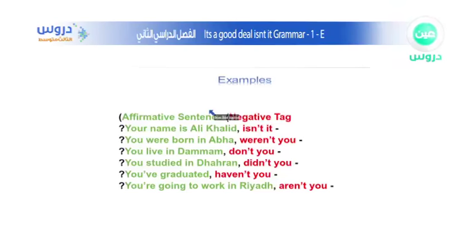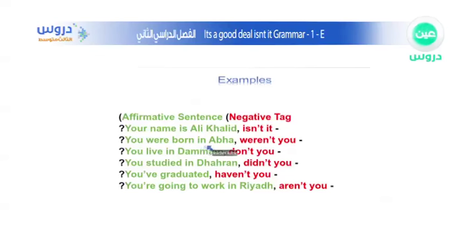Mirhan, today we are discussing the tag questions. This is a grammar lesson. Here are some examples for tag questioning. Affirmative sentence, negative tag. When we have an affirmative statement or sentence, then we have to get a negative tag. For example, your name is Ali Khalid, isn't it? Here, the sentence was affirmative. The tag must be negative. So when I say, for example, your name is Ali Khalid, then you say, isn't it?